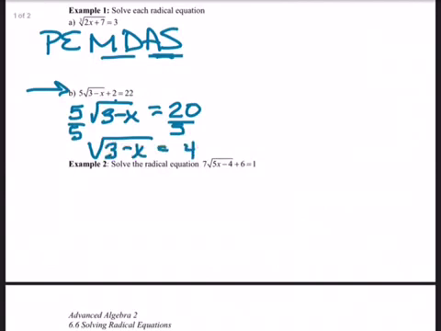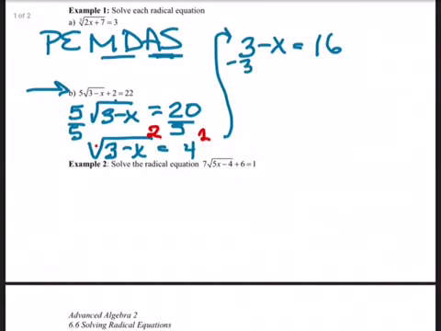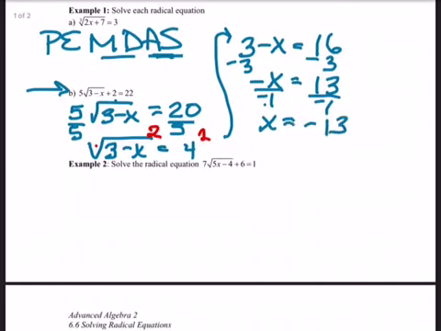From here, since this is a square root, I'm going to square to undo it. I'm going to do that to both sides. Now that gives me 3 minus x is equal to 16. Start getting x by itself. And then I divide by -1. So I get x equals -13.